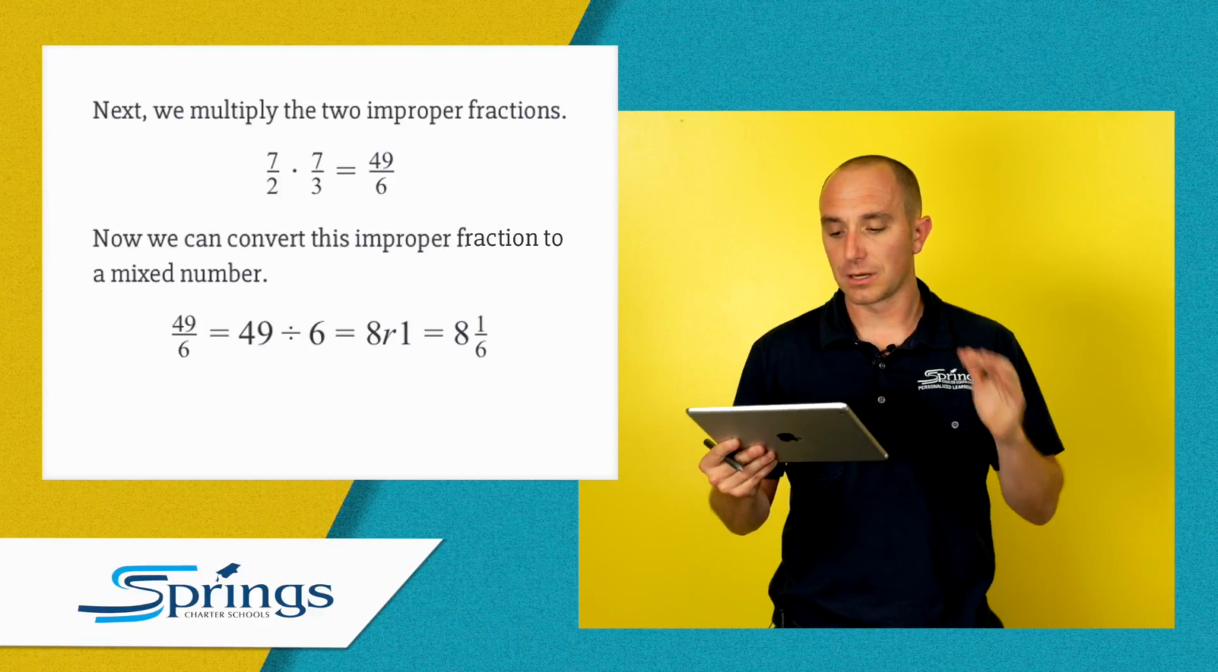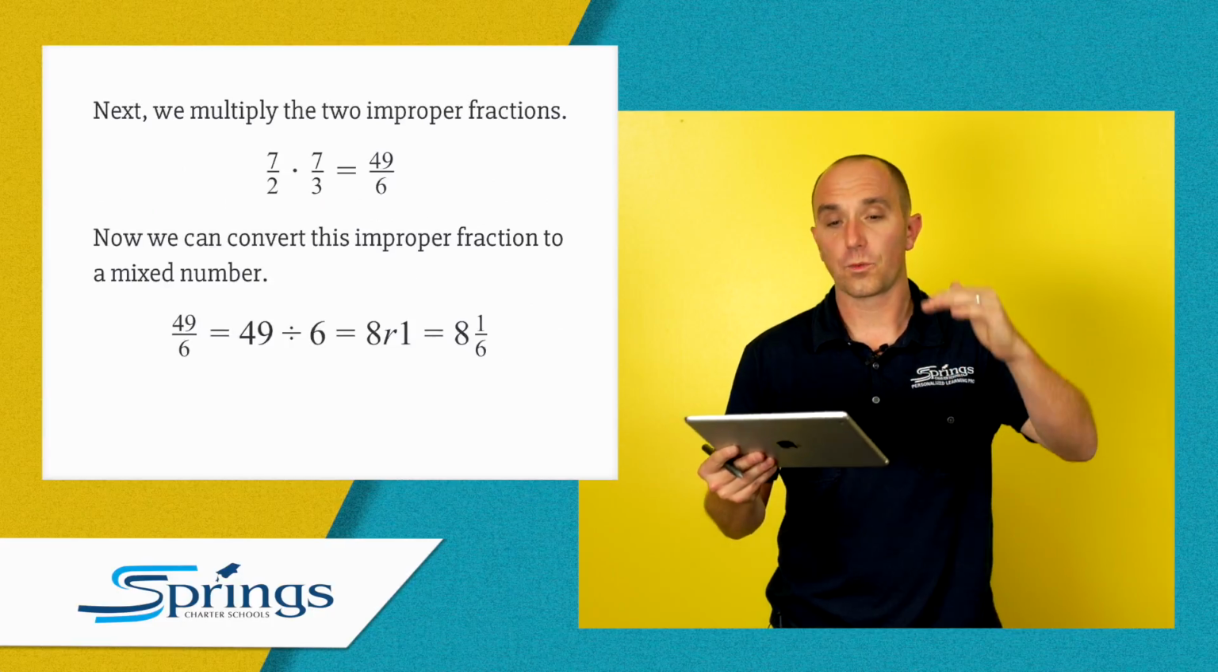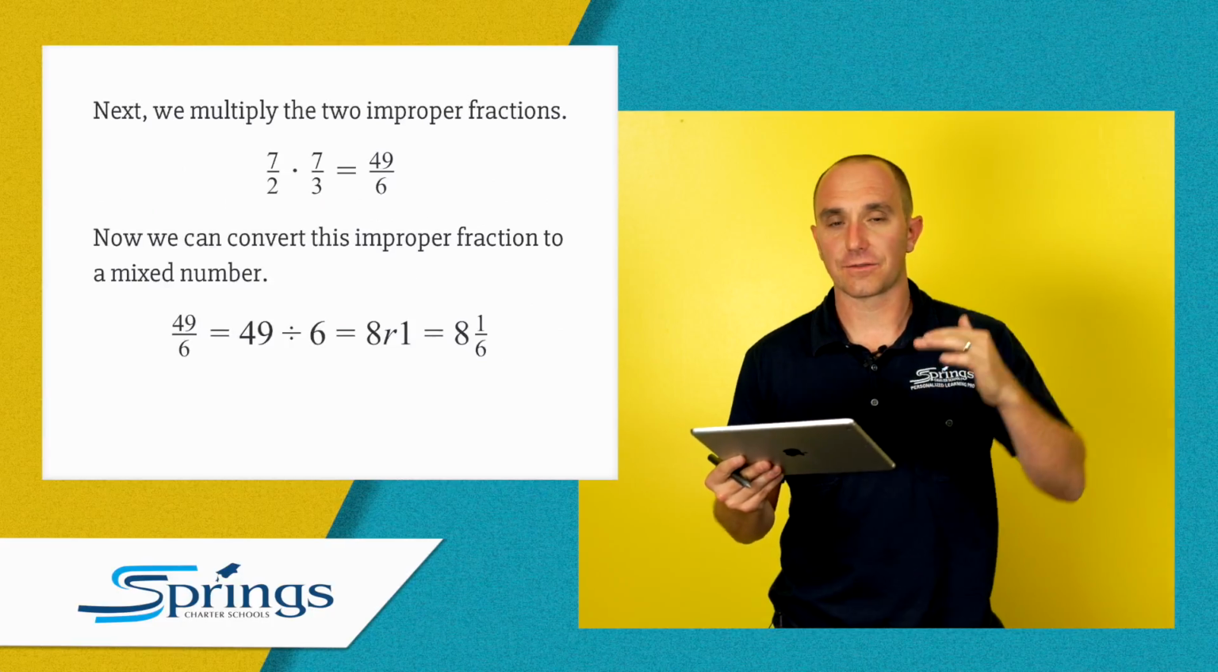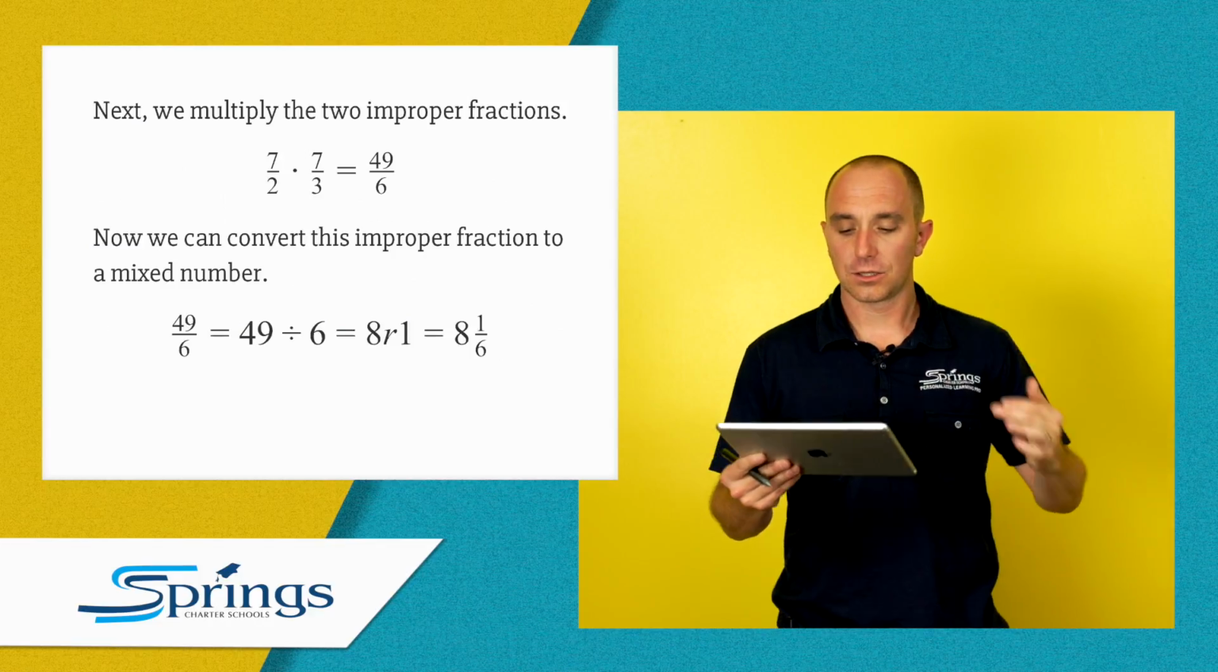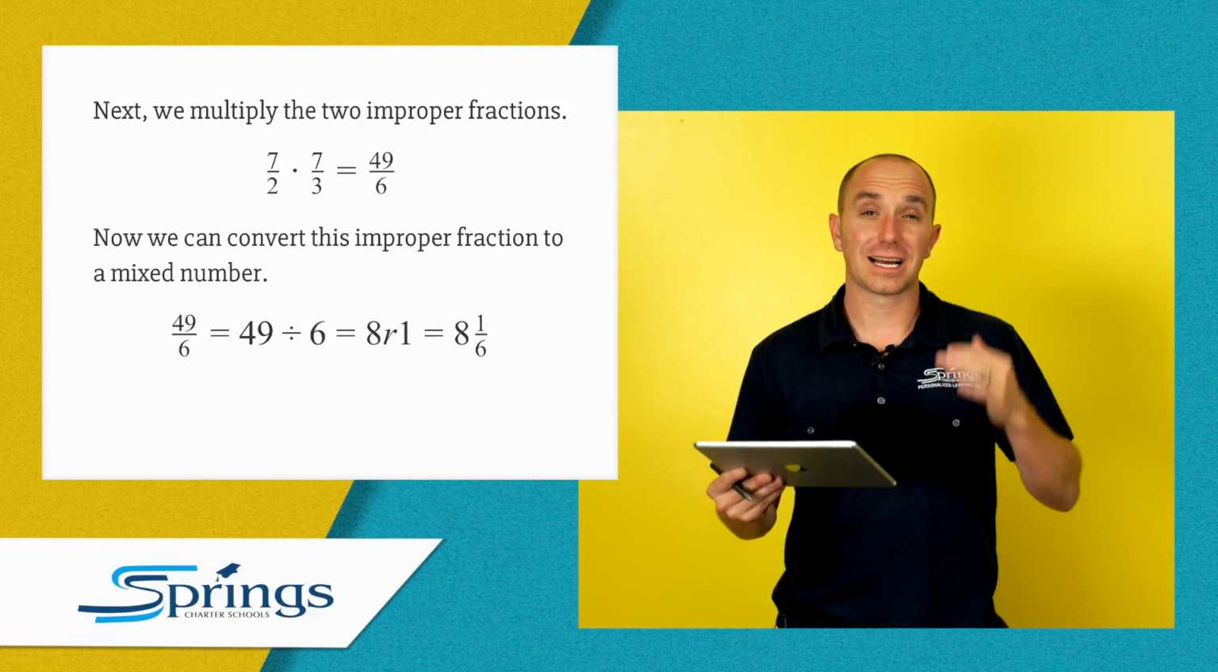Now, next we're going to multiply the two improper fractions. So we have 7 halves, or 7 over 2, times 7 thirds. So 7 times 7 is 49. 2 times 3 is 6. So we have 49 sixths.